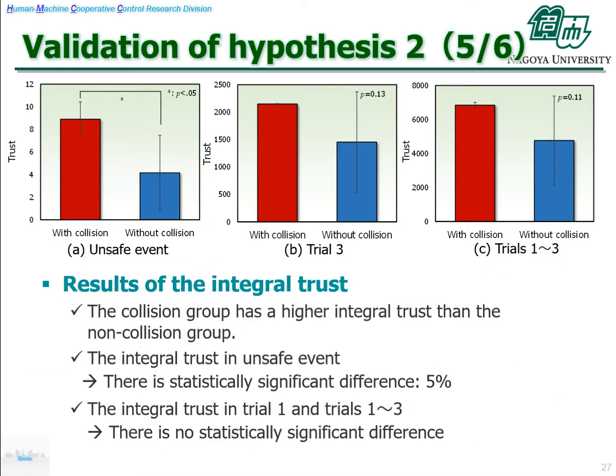We also compared the relationship between the collision and the integral trust in trial 3 and all the trials. Those figures show that even though there is no statistically significant difference between the collision group and the non-collision group in trial 3 and in all trials, the integral trust of the collision group was higher than the non-collision group in all the cases.